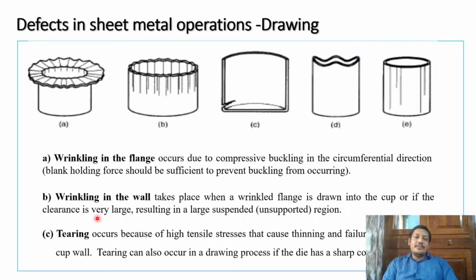If the clearance between die and punch is very large, a large suspended and unsupported region is there, which actually causes the wrinkling in the wall. Tearing occurs because of high tensile stresses that cause thinning and failure of the metal in the cup wall. Tearing can also occur in the drawing process if the die has a sharp corner radius. If the die has a sharp corner radius, tearing will occur in the case of sheets too. So all these things have to be taken care of.